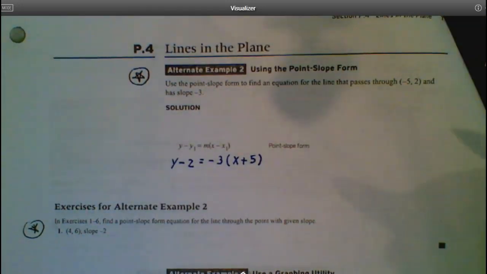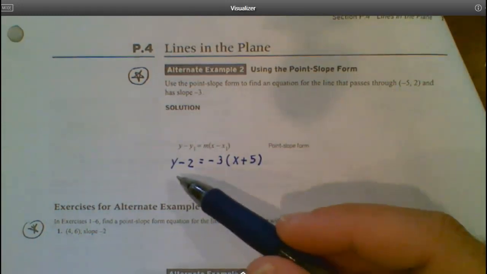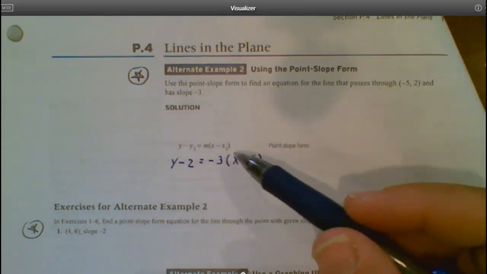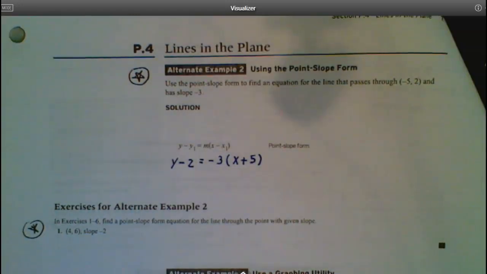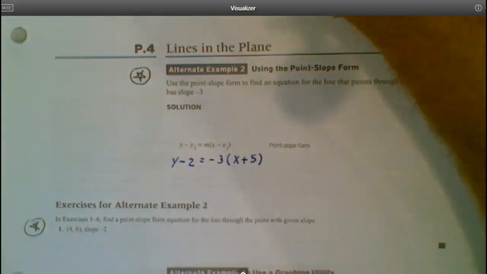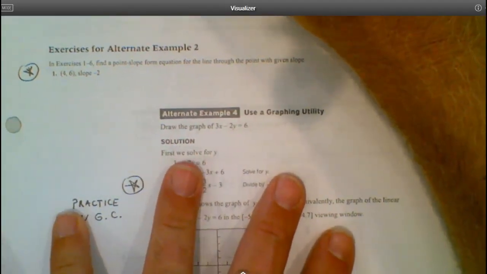If they ask for something in slope intercept form, all we'd have to do is get y by itself. So you would distribute the -3, you would add the 2 over, and then you got slope intercept form. But if they ask you for point slope, then we're going to go with that.